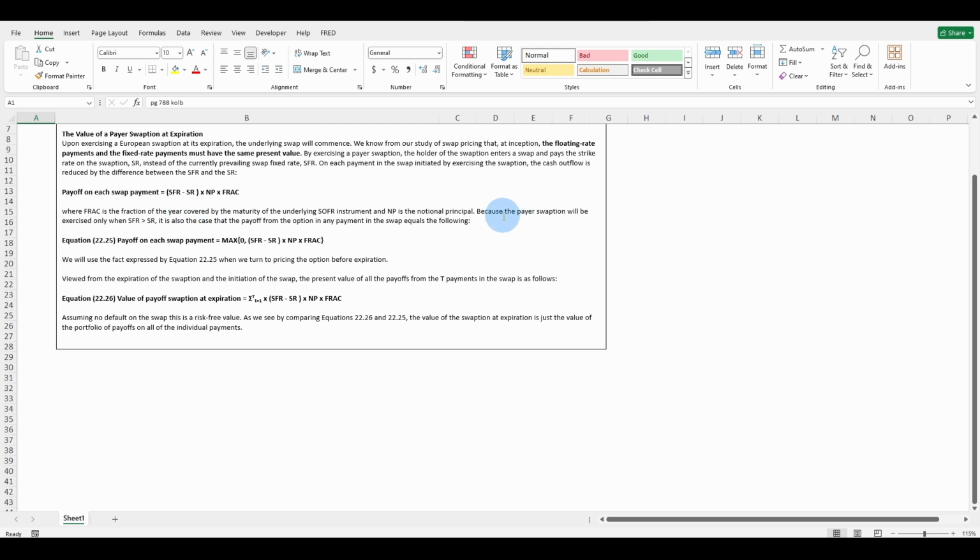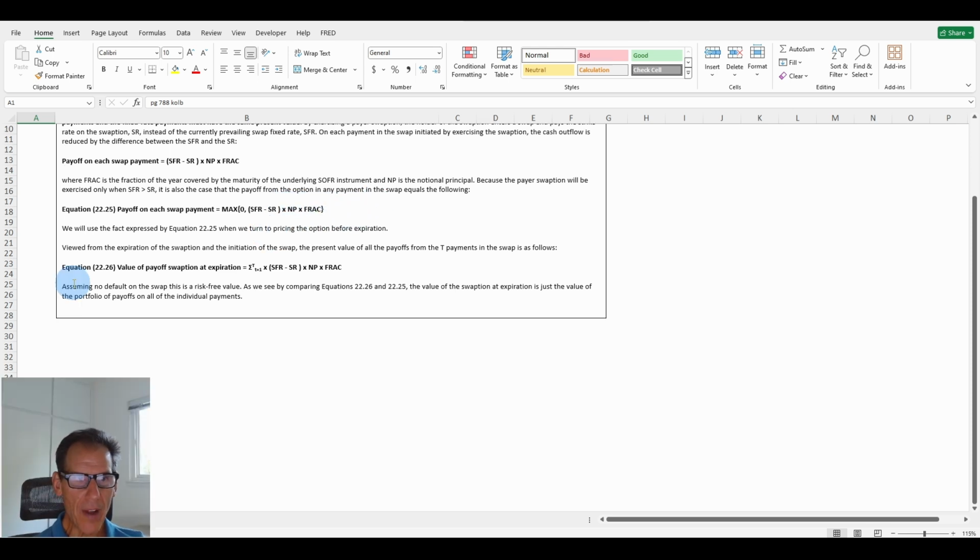Because the payer swaption will be exercised only when SR is greater than SFR, it is also the case that the payoff from the option in any payment in the swap equals the following. Equation 22.25: the payoff on each swap payment is equal to max(SR minus SFR, 0) times NP times FRAC. We will use the fact expressed by 22.25 when we turn to pricing the options before expiration.